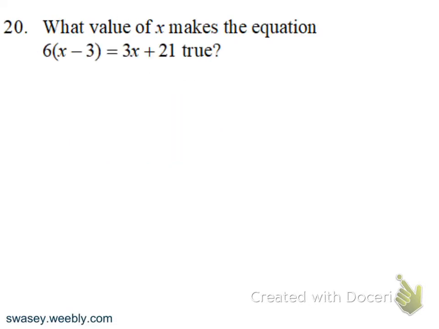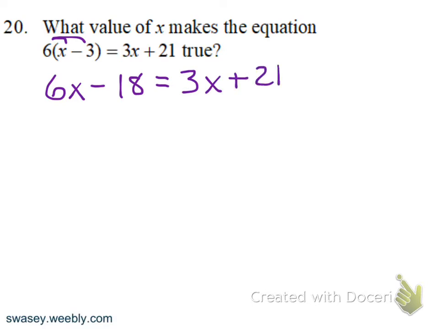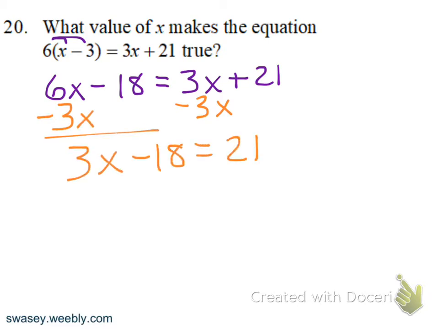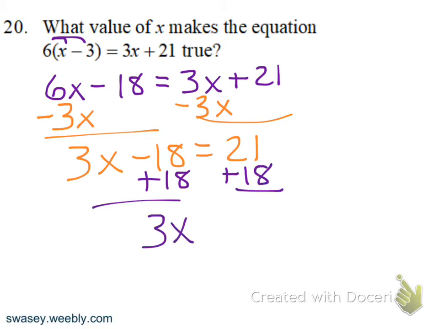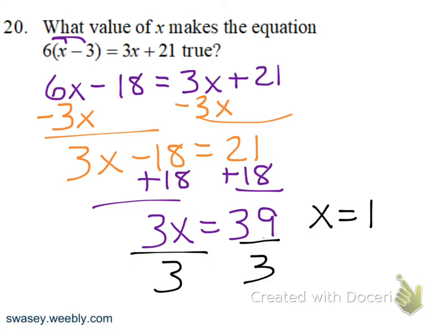What value of x makes the equation true? Let's solve the equation and that'll tell us. Got variables on both sides. Let's get the variables on one side, constants on the other side, and we'll divide by the coefficient. To get rid of the minus 18, add 18, you get 39. So 3x equals 39, divide by 3, and you get 13. So the x value that makes the equation true is x equals 13.